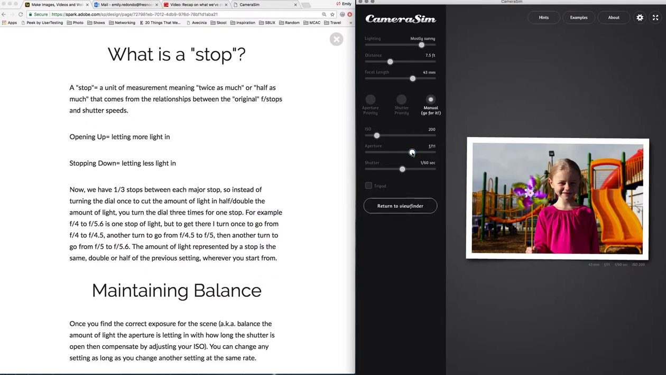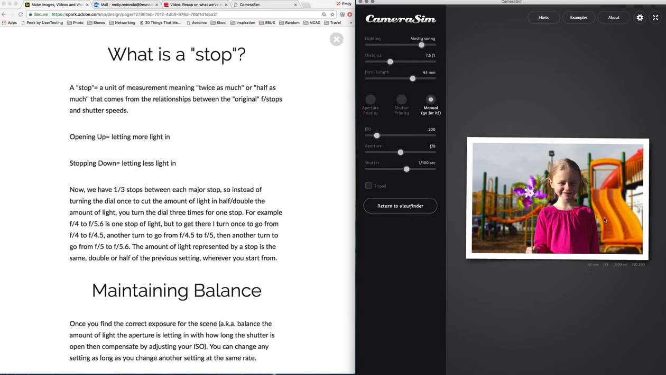All right. Now let's say I wanted to go up to F16, but hey, now it's too dark. If I go ahead and go back down, then it gets lighter again. Let's go the opposite way. One, two, three. And now we're at F8 at 1/100th of a second, and we have a good exposure again.